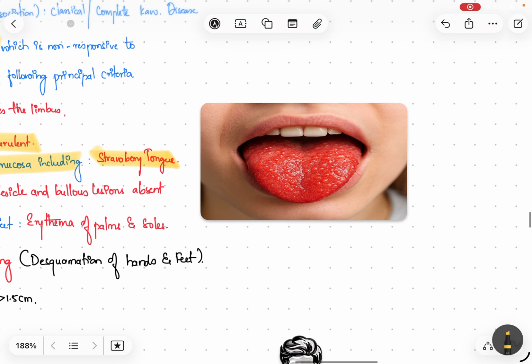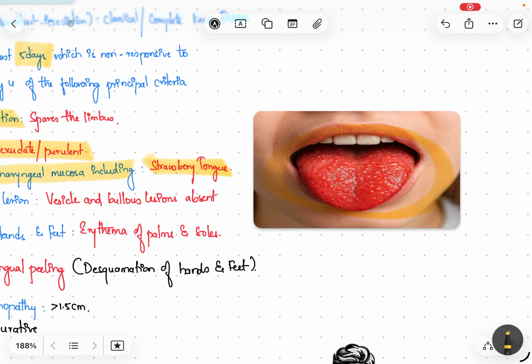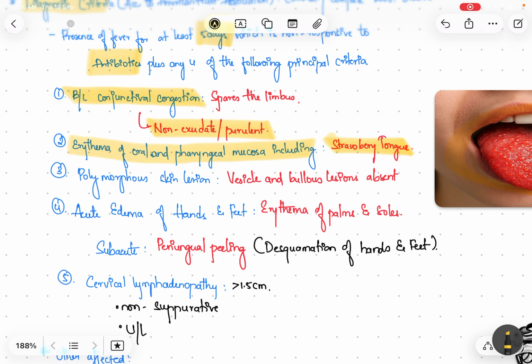You can see it in the image. This is how we see strawberry tongue. It is also seen in some other conditions, and it is one of the differential diagnoses of strawberry tongue. Strawberry tongue is a 3 marker, separate. You need to know the DD.